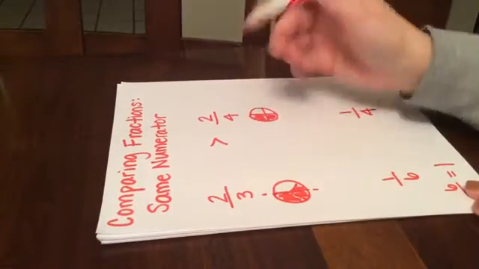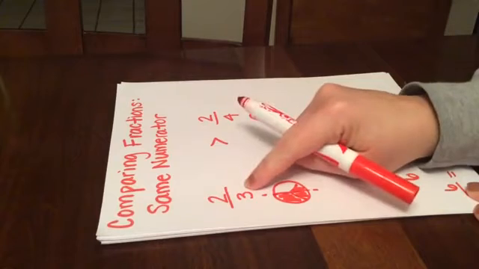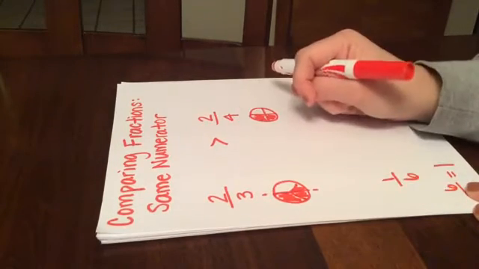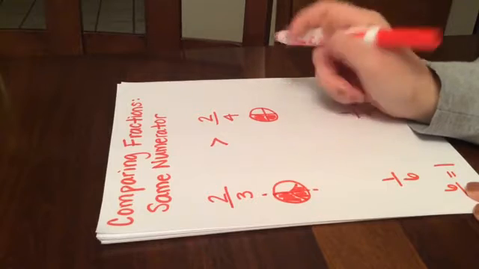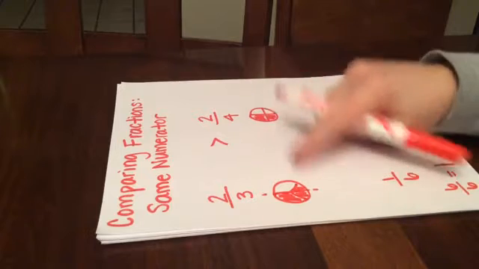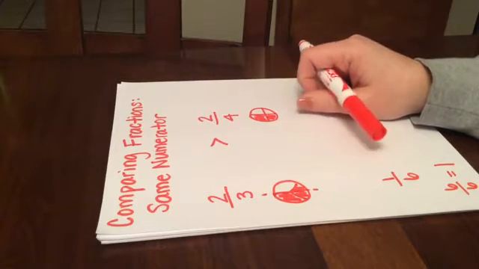I'm going to spend just a couple of minutes comparing fractions that have the same numerator. The first thing I want to do is look at the denominator and see how many parts my shape is divided into. Again, the same as when I have the same denominator, I want to choose the same shape to divide.